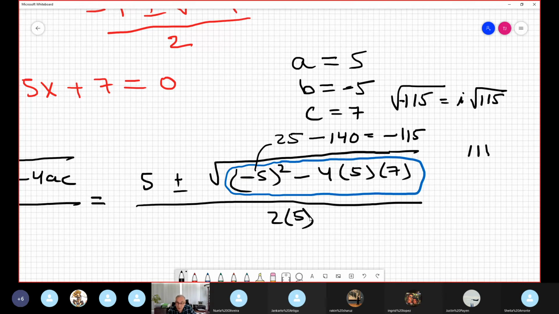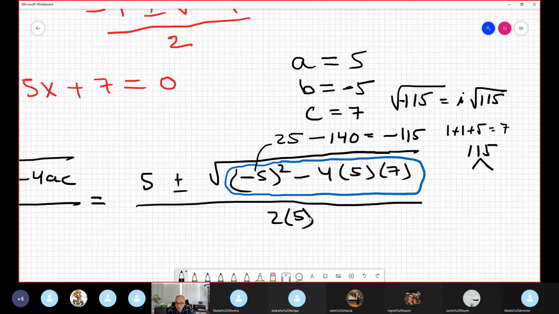And 115, I have no idea. It's not divisible by 3. Remember, how do you know it's divisible by 3? You add 1 plus 1 plus 5. It's 7, no? And this number doesn't belong to the 3 multiplication table.